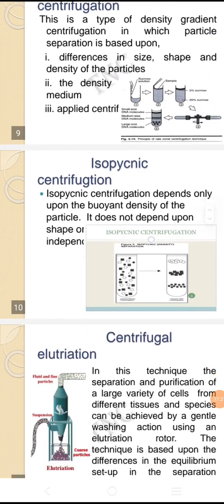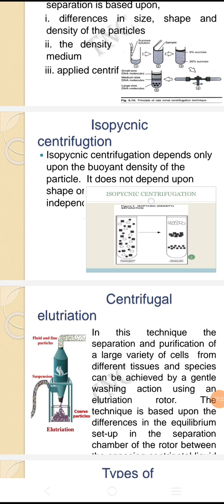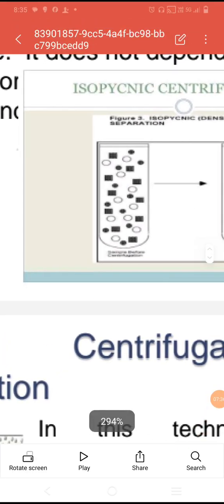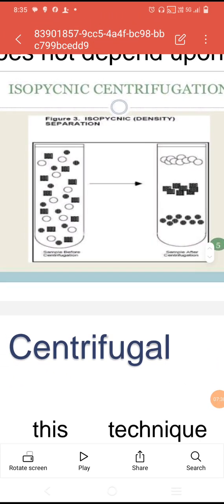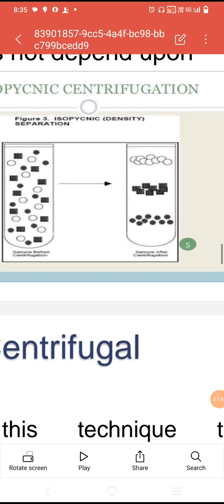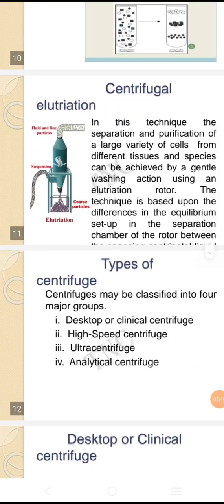Then there is isopycnic centrifugation, which depends only upon the buoyant density of the particle, not on the shape or size. So here we only consider buoyant density. We can see in this picture the sample before centrifugation and after centrifugation, where based on the buoyant density we separated out the resultant particles.